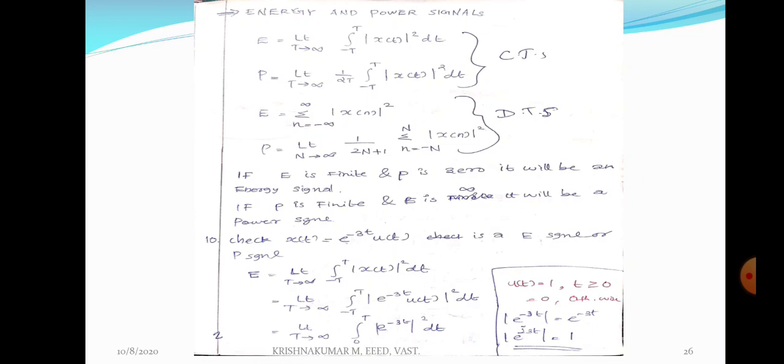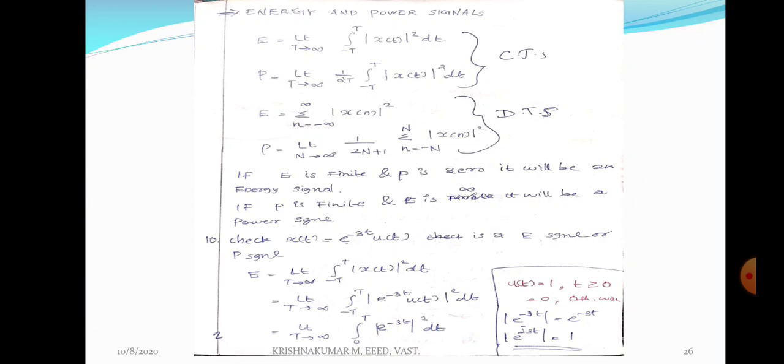E is equal to limit T tends to infinity. Here capital T is the time period, T tends to infinity. Capital T means fundamental time period. In the periodic and aperiodic signal discussion, we discussed what T is. T is the fundamental time period.